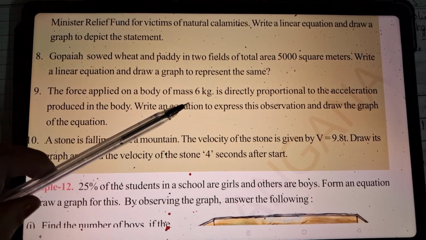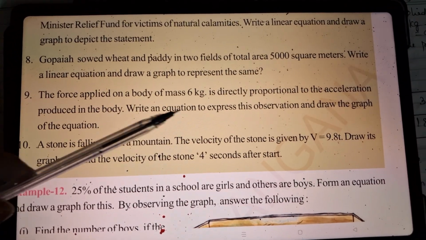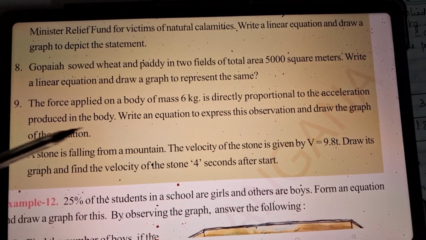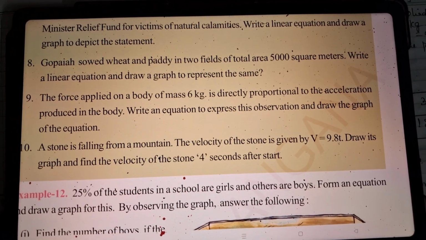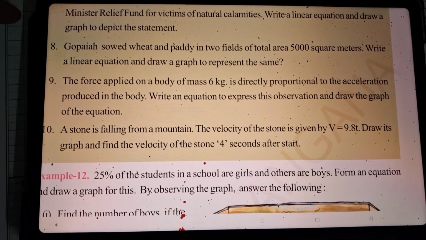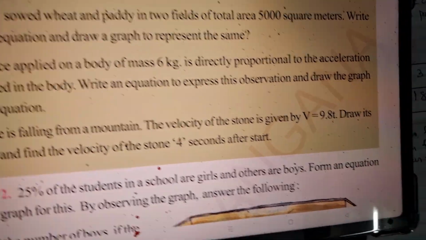That means if mass is 6 kgs, according to the weight, we will apply the force. And with the force, the mass will be moved to a certain distance with some speed. That is considered as acceleration of the body. So let us see how it has to be done.